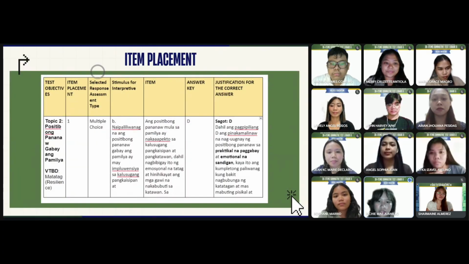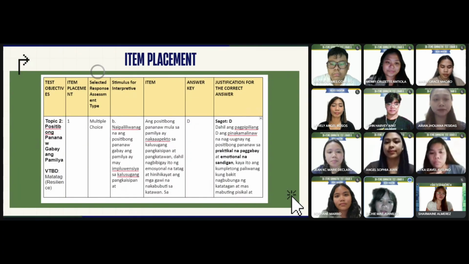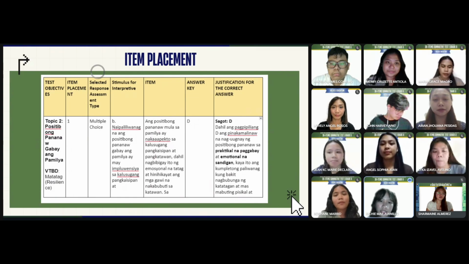The question is then written clearly to match the learning objective. And finally, we ensure that the item effectively evaluates the intended outcome and that response options are logical and fair. This process helps make assessments valid, reliable, and aligned with learning goals.